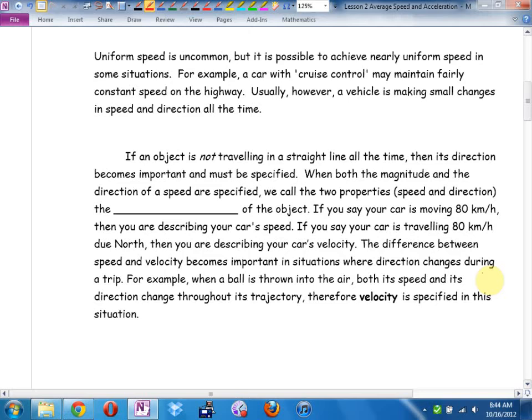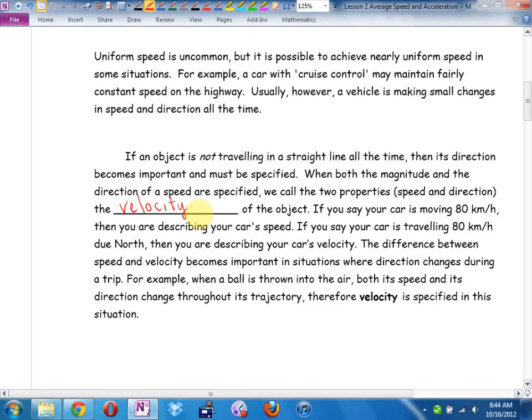If an object is not traveling in a straight line all the time, then its direction becomes important and must be specified. When both the magnitude and the direction of a speed are specified, we call the two properties, speed and direction, the velocity of an object. So if you say that your car is moving at 80 kilometers per hour, you've just told me the speed. If you say your car is moving at 80 kilometers per hour due north, now you've given me the velocity.